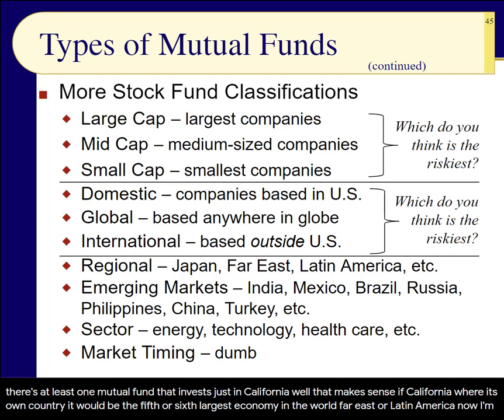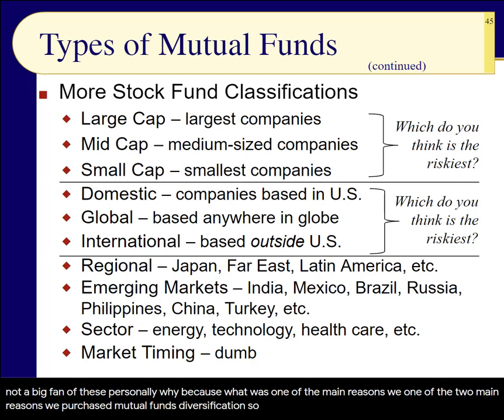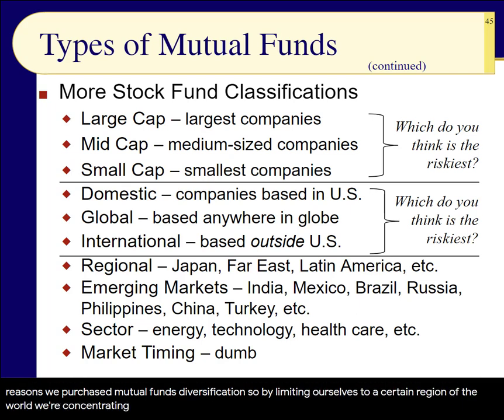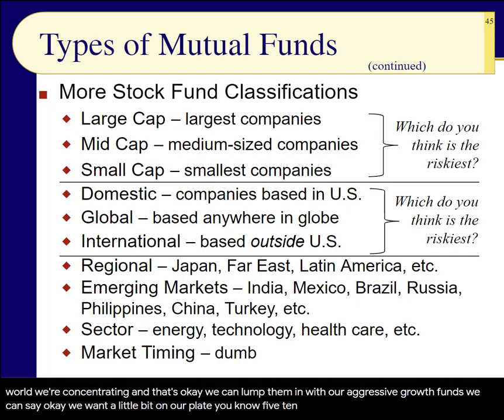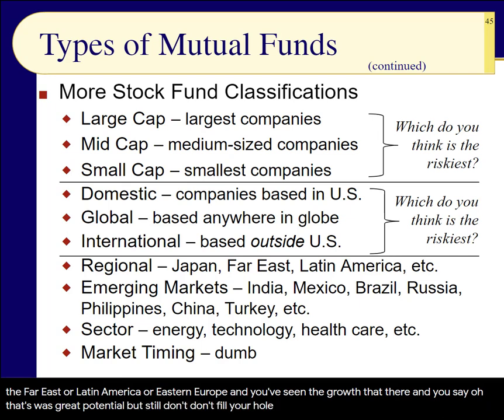Now, I'm not a big fan of these personally. Why? Because what was one of the two main reasons we purchased mutual funds? Diversification. So by limiting ourselves to a certain region of the world, we're concentrating. And that's okay. We can lump them in with our aggressive growth funds. We can say, okay, we want a little bit on our plate, 5, 10%, especially if you've been to the Far East or Latin America or Eastern Europe and you've seen the growth that's there and you say, oh, there's great potential. But still, don't fill your whole plate with this, okay?